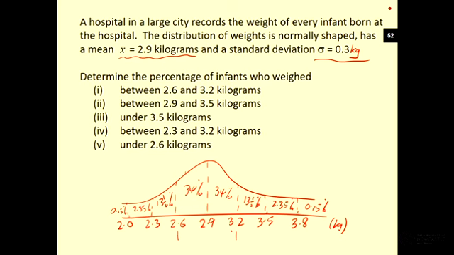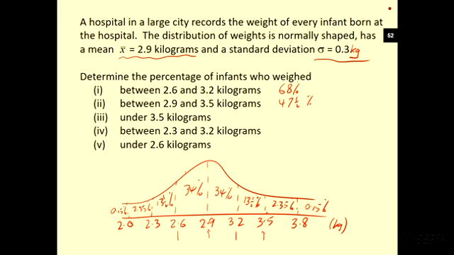That was the good old 68. That's up and down, plus or minus 1 standard deviation from the mean. I'll expect 68% if it's normally distributed. Between 2.9 and 3.5, that's just these two added up. A 34 and a 13.5, so 47.5%.